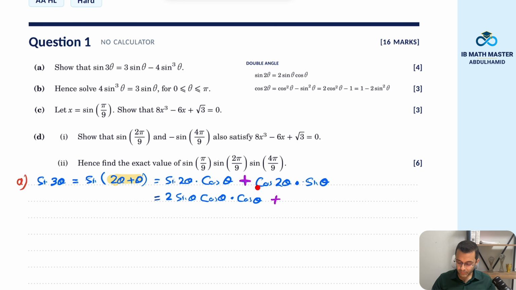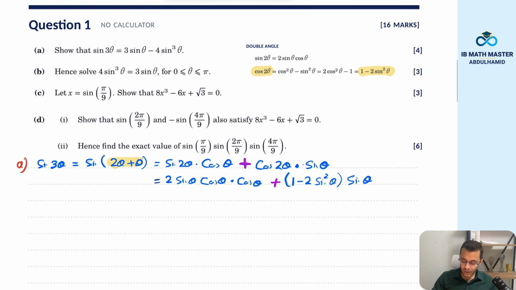Here, as you see, we have cosine 2 theta. Because I need only sines, I replace the cosine here by sine. Look, I will use this identity that cosine 2 theta is equal to this. I need only sine, so I will replace the cosine 2 theta by 1 minus 2 sine squared theta. But don't forget, after the cosine, we still have multiplication by another sine. So here, sine theta.